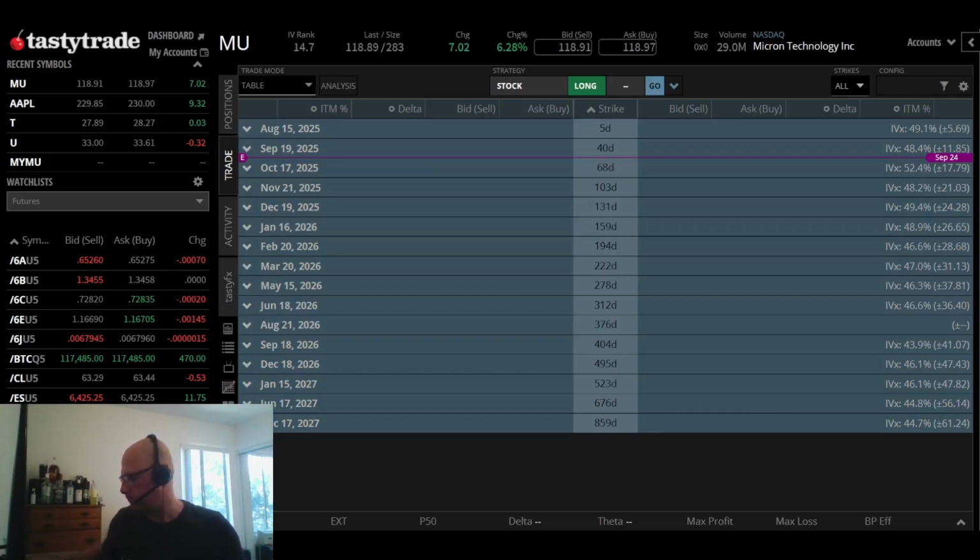So as someone who sells premium, someone who sells options rather than buys them, we generally want to sell them into a higher implied volatility. If you're selling something, you want to sell something that's expensive compared to something that's cheap.